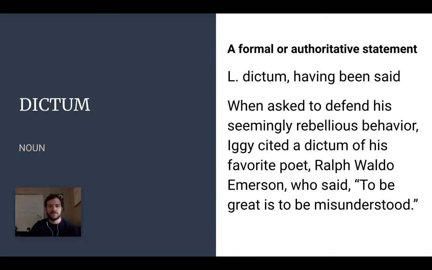Our example sentence reads, when asked to defend his seemingly rebellious behavior, Iggy cited a dictum of his favorite poet, Ralph Waldo Emerson, who said, to be great is to be misunderstood. I hope to be reading some Ralph Waldo Emerson with you guys next semester, right towards the beginning, and remembering our favorite dictums from him.